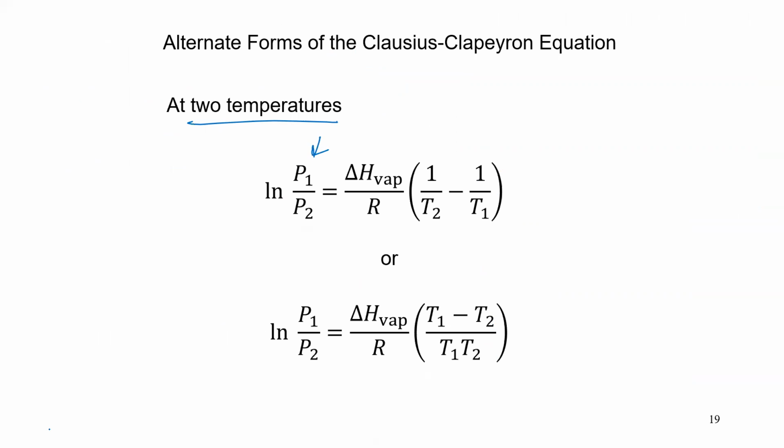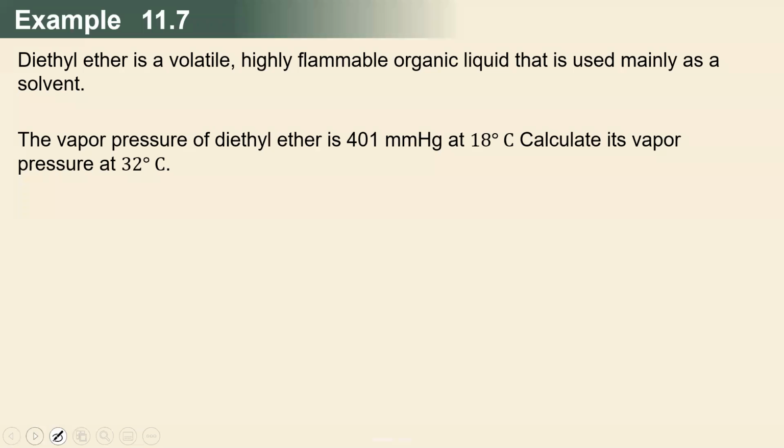So let's remember this Clausius-Clapeyron equation and do a quick example. Diethyl ether, we just talked a little bit about that, has a vapor pressure of 401 millimeters of mercury at 18 degrees C, and we want to calculate the vapor pressure at 32 degrees C.